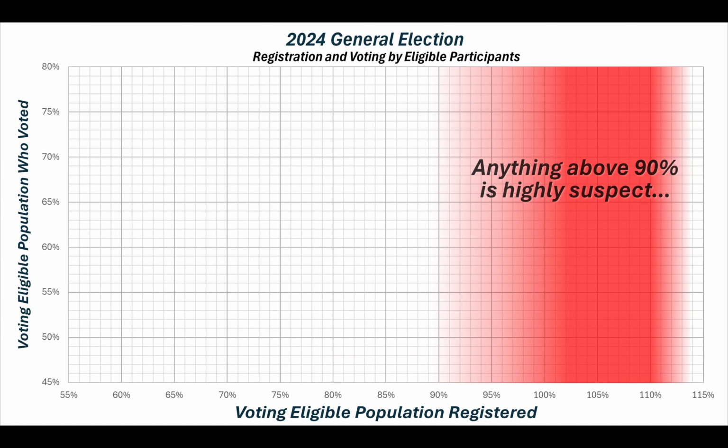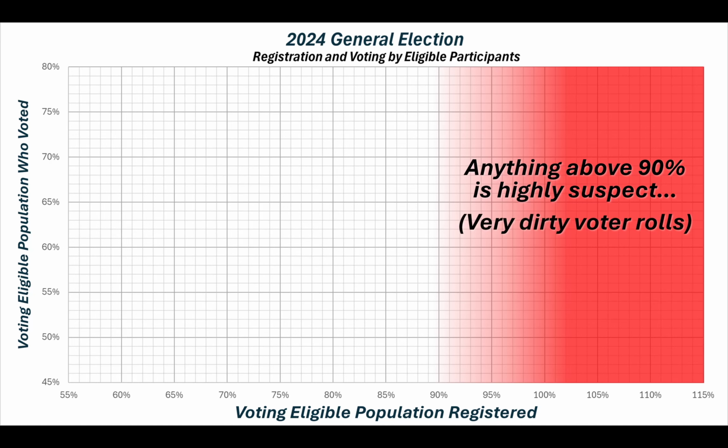First, any state that has more than 90% of its voting eligible population registered is going to have very dirty voter rolls. I know this from 4 years of detailed study of the voter rolls from every state, where our teams have then knocked on the doors of residents to confirm our findings. I've marked the 90% and higher registration region of the graph with a red gradient.